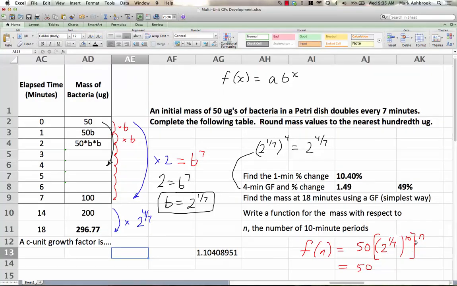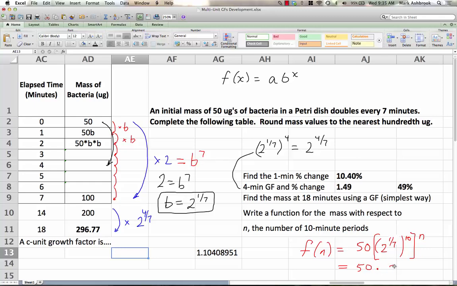So with a 1 minute growth factor, I can get the 10-minute growth factor by multiplying the 1 minute growth factor together 10 times. And I want that because if n is going to take me 10 minutes at a time, so that's going to be my exponent, then I need the 10-minute growth factor.